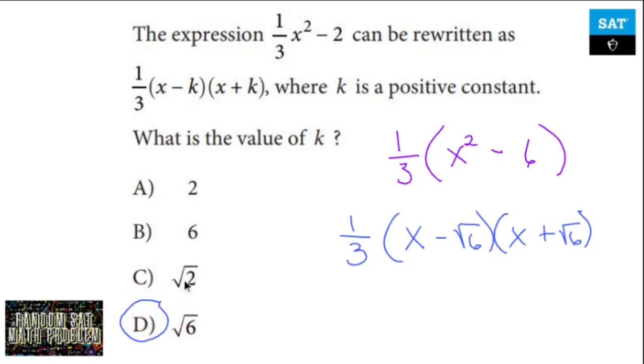Very advanced problem, very tricky. But those of you who have a math mind could probably figure that out.